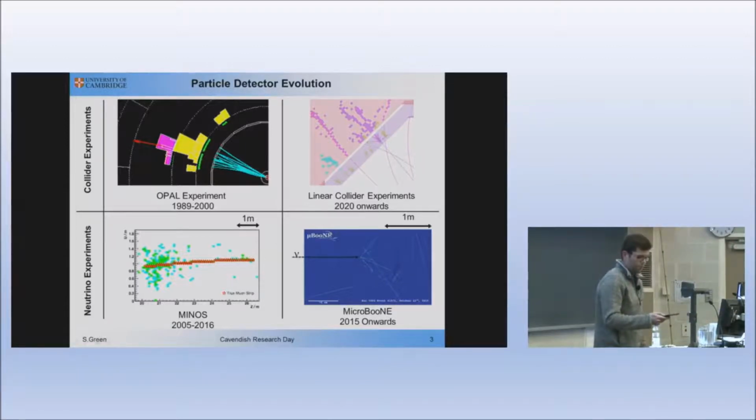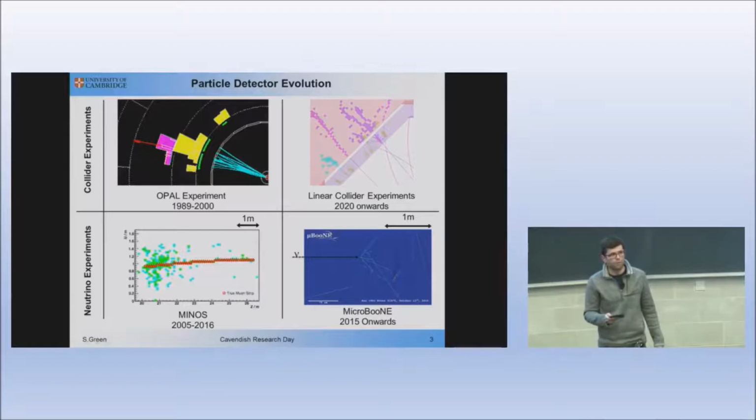This advancement does present a new challenge. The more information we get in these images, the harder it becomes to figure out exactly what's going on in all the detail. The Cambridge High Energy Physics Group is tackling this challenge for both collider and neutrino experiments.